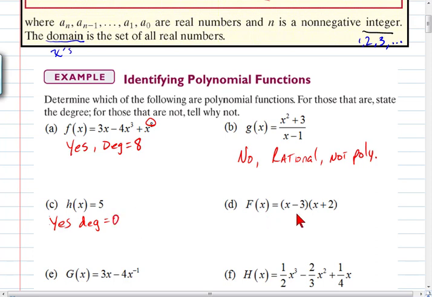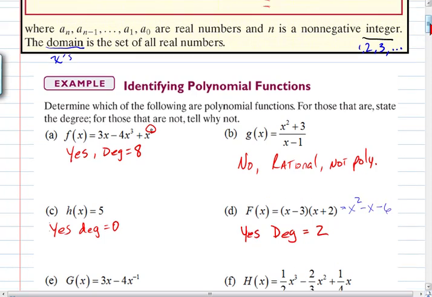D, f of x equals x minus 3 times x plus 2. Is this a polynomial function? Yes, it is. It just doesn't look like all of the others did because it's a factored polynomial function. So this is a yes. And what is the degree going to be then? 2. Because when we FOIL this out, we would actually get f of x equals x squared minus x minus 6.